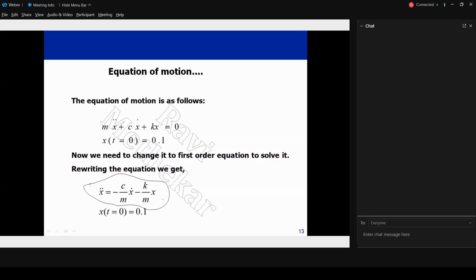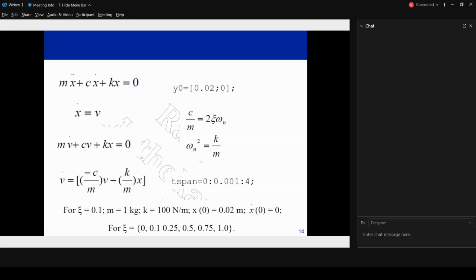Still, it is in second order. What we need to do is this. I wrote these equations here, and then I defined a dummy variable. Look at this. This is a very important step.